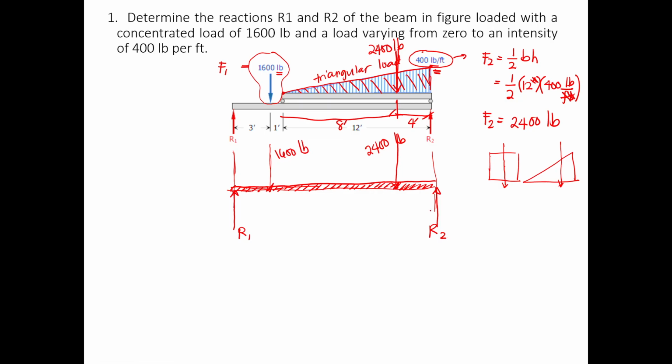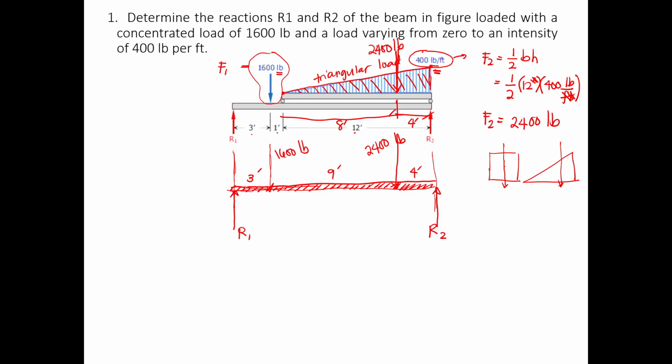Since we have two unknown vertical forces, and this is 4, this is 8, so this one gets 9. 8 plus 1 is 9, and then this one is 3. So 3, 12, 16. 3 plus 1, 4 plus 12, 16. So 3 plus 9, 12 plus 4, 16. So the distance is exactly right.